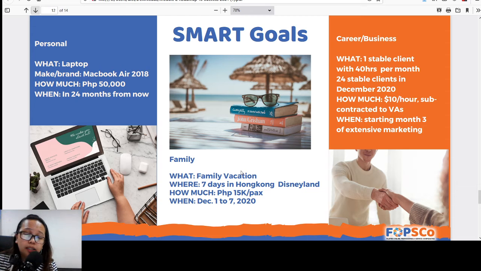So these SMART goals can be short-term goals. For example, for this one, it will be taken within the year, so it's just a short-term goal. It's already April now, so maybe the next 6 to 7 months. But for this one, it's a long-term goal, because although it starts with 3 months of extensive training, coming up with 24 stable clients will really take time. And for the personal goal, it's a medium-term goal because it will be in the next 2 years.